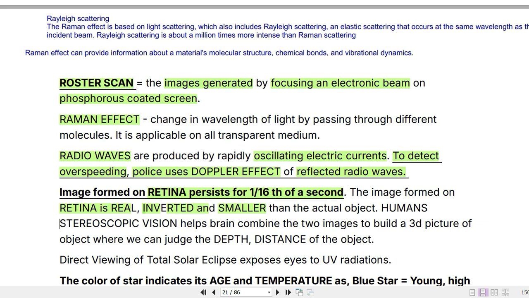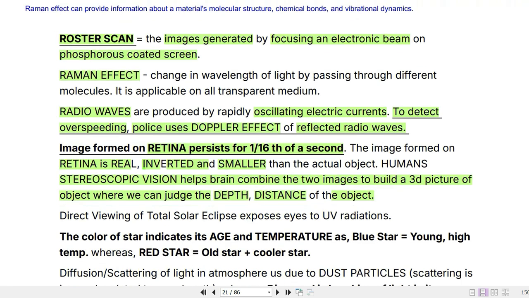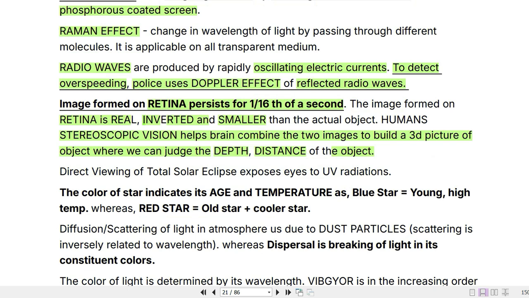Human stereoscopic vision helps the brain combine the two images and build a 3D picture of an object, where we can judge the depth and distance of the object. So stereoscopic vision is what we humans have. Then, direct viewing of the total solar eclipse exposes the eyes to UV radiation. The color of a star indicates its age and temperature: a blue star is young with high temperature, whereas a red star is old and cooler.